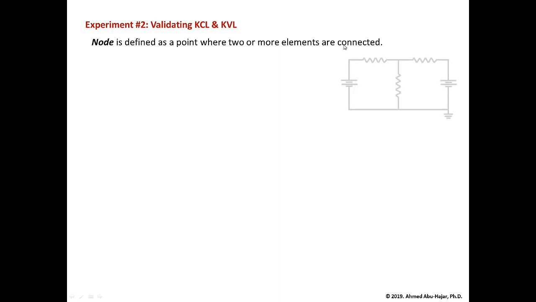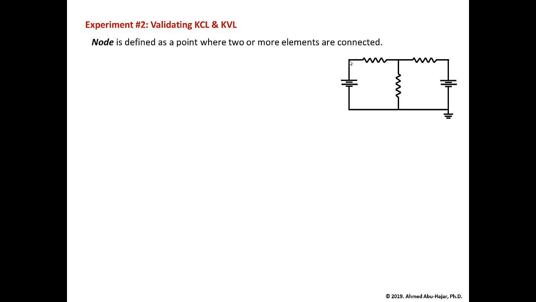So if this is a circuit that we have, this particular circuit has 4 nodes. Let's look at the first node. The first node is located at the top here. At this node, this voltage source is connected to this resistor. They are connected at this point.